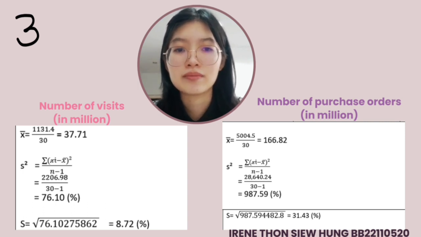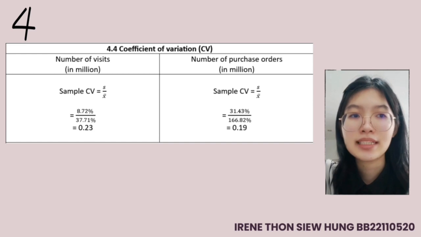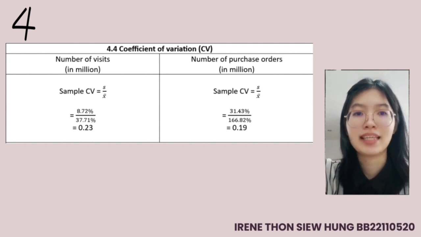standard deviation. The last one is the coefficient of variation, called CV. The formula to calculate the CV is the standard deviation divided by x bar, which is the mean. Based on the calculation of CV, the number of visits, which is 0.23 million, is higher than the number of purchase orders, which is 0.19 million. That's all for me. Thank you.